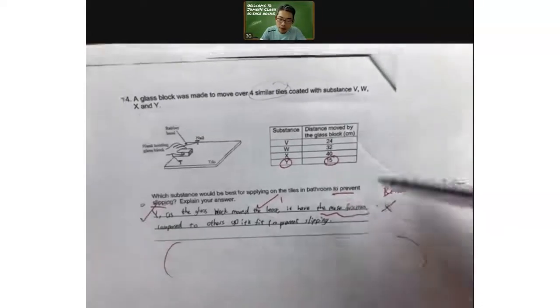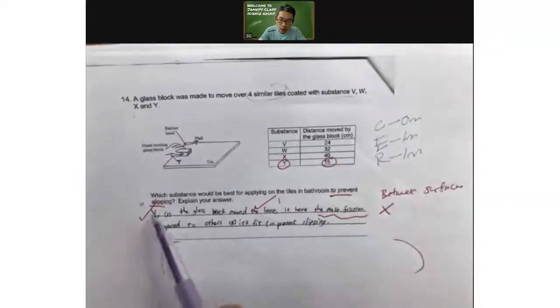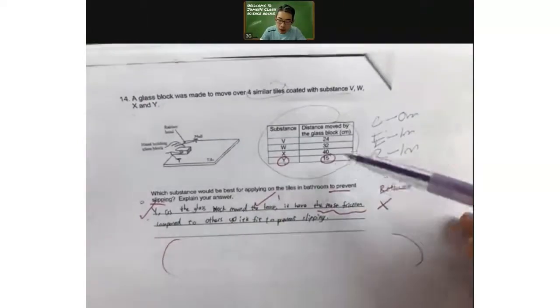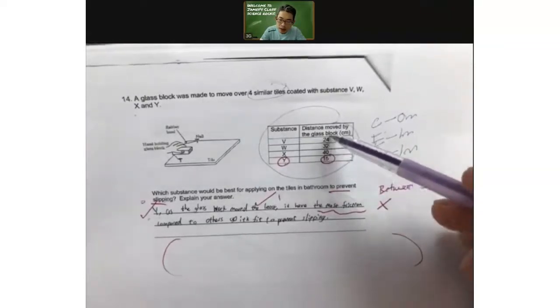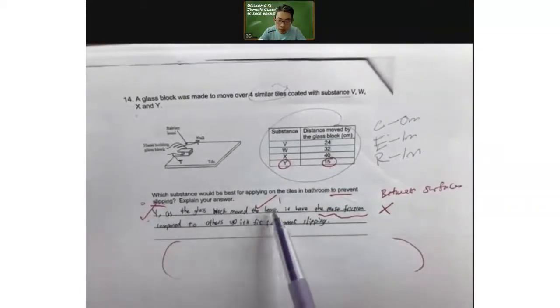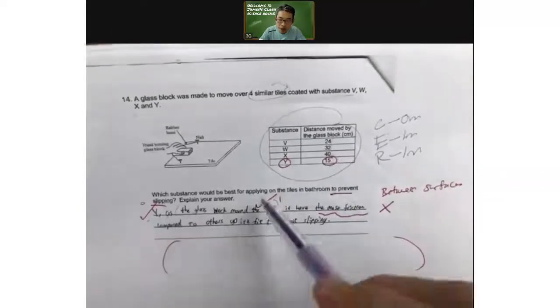So again, your claim, remember your C, E, and R to get your full 2 marks. Claim has no marks, 0 marks. Evidence, 1 mark. Your reasoning, 1 mark. So claim here, okay, whether it's right. If it's right, you get 0 mark for it, but we will go on to look for your evidence and the reasoning. So the evidence now comes from this part. You see 4 different numbers here. Why did you choose 15? Because when you compare against the other 3 numbers, it is the least. So the first one is your evidence. The block moved the least compared to the other 3. There's 1 mark for your evidence.